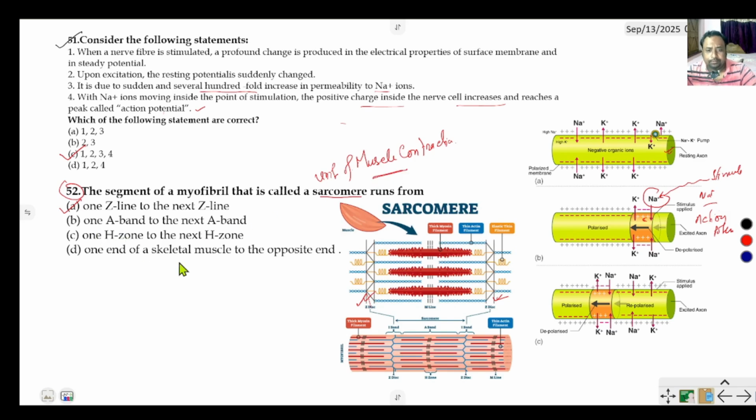What is the A band? The A band is the overlapping portion of actin and myosin. This is the A band. From here to here, this portion where the actin and myosin are overlapped, this is called the A region. What is the H zone? The H zone means only the region where actin and myosin are not overlapped. This is the portion of the A band where only myosin is present and actins are not overlapped with the myosin.